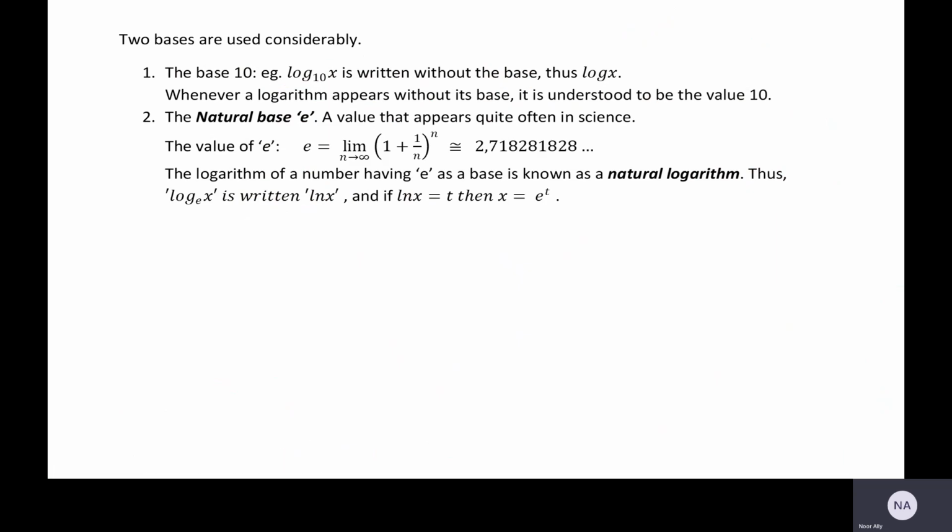Now, 2 bases are used most of the time. The one, if you did logarithms in school in depth, is the one with the base 10. So if I have log of x to the base 10, when you have a base 10, normally it's not written. So when you see log of x, that is understood to be base 10. So if I say log of 3.14, what is the base understood to be? It's understood to be 10. We don't have to write it out.